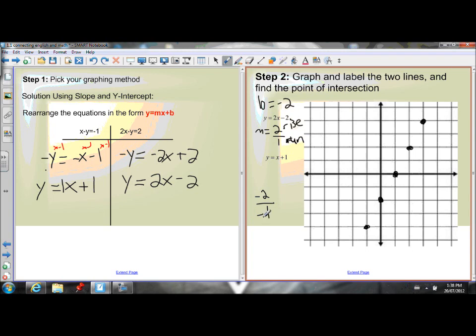-2 divided by -1 is equal to 2. And so is 2 over 1. 2 over 1 is also equal to 2. So that's the same slope. Those two. Okay, awesome.